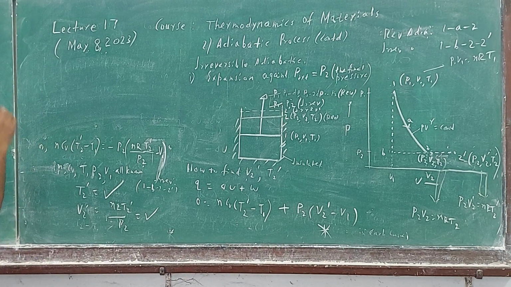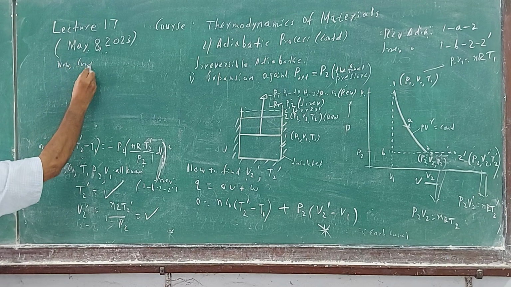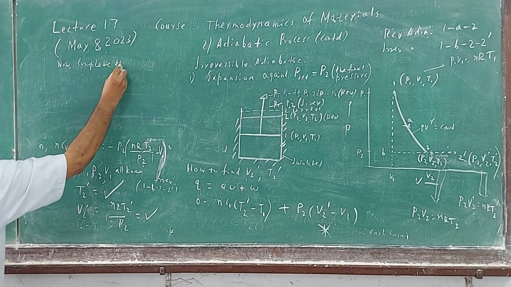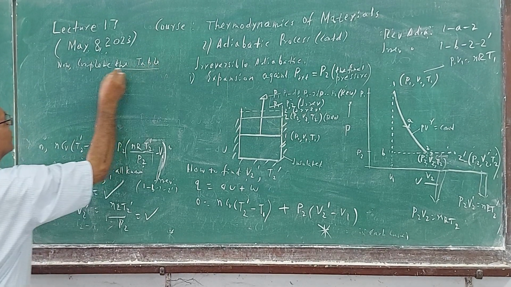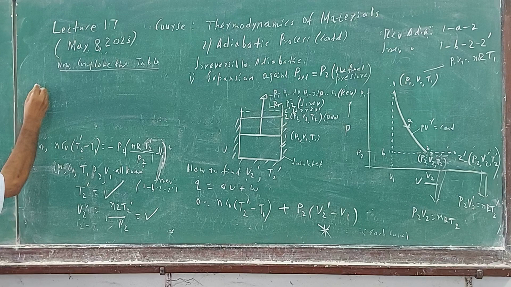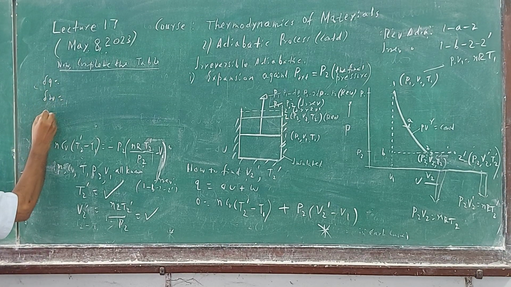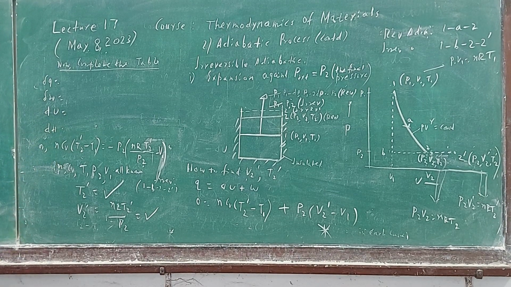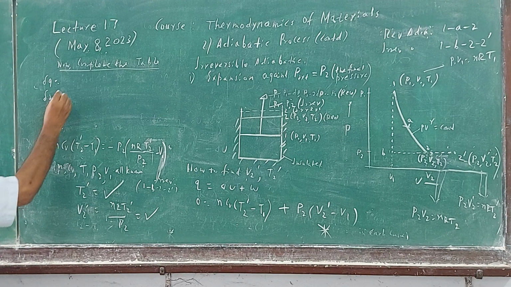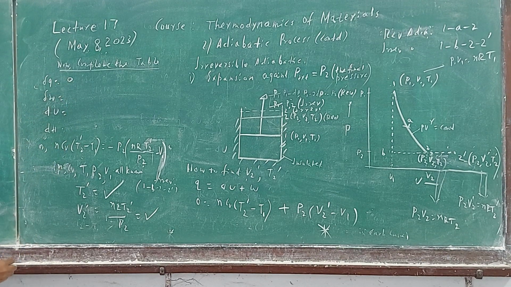Start. Take the table. Now complete the table that we are discussing all the time. Tell me what are these? dq, quickly. Tell me dw, tell me du, tell me dh. Quickly. What is the dq? Easiest, attack the easiest. du is what?